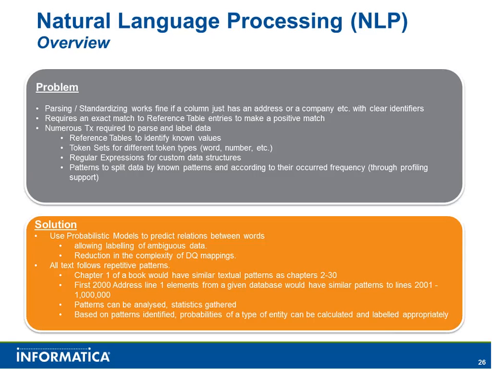And then in a more data quality related example, the first 2,000 address line 1 elements from a given database will probably have very similar patterns to lines 2001 to 1 million. So if your data is being put in a certain way, and you analyze a random sample of that data, it's highly likely that you're going to pick out patterns that are very applicable to the rest of your data. And once we have those patterns, they can be analyzed and we can gather statistics from that analysis. Then based on that, we can identify probabilities of a type event that can be calculated and labeled appropriately.